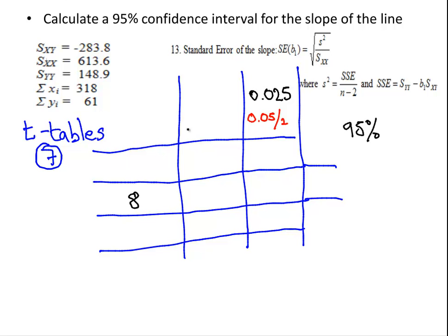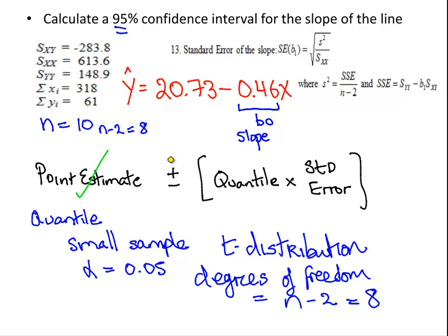So 2.306. This is the quantile from the tables that we need for this question. So let's go back here. That's the second part of the calculation done, where we find out the quantile. So that part is done.